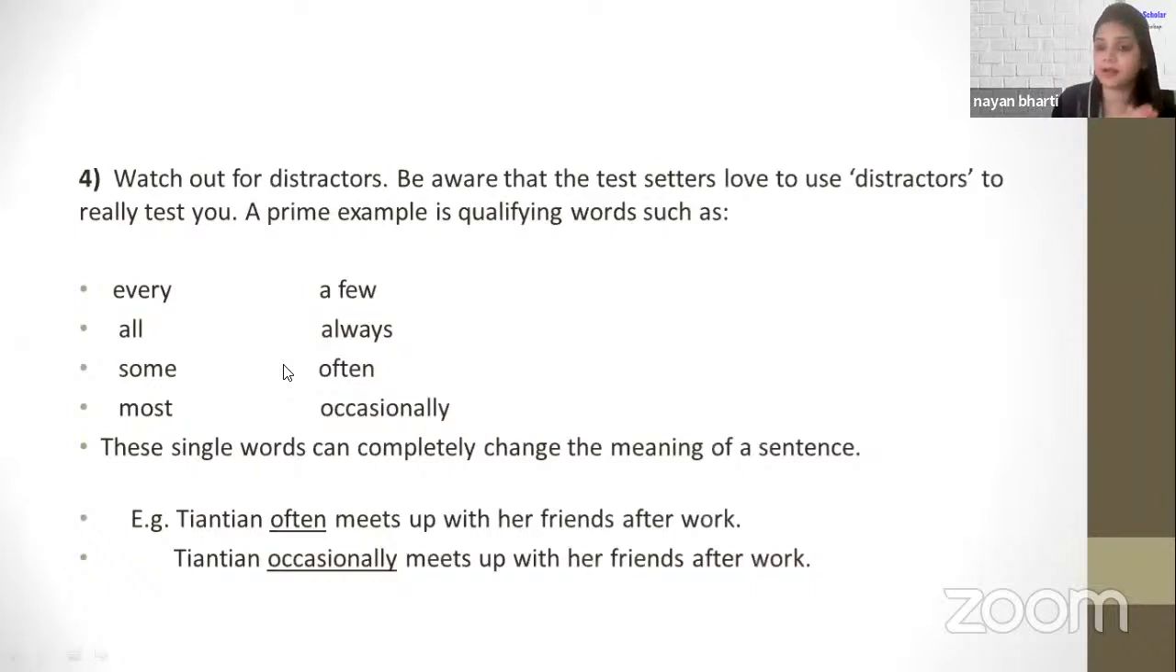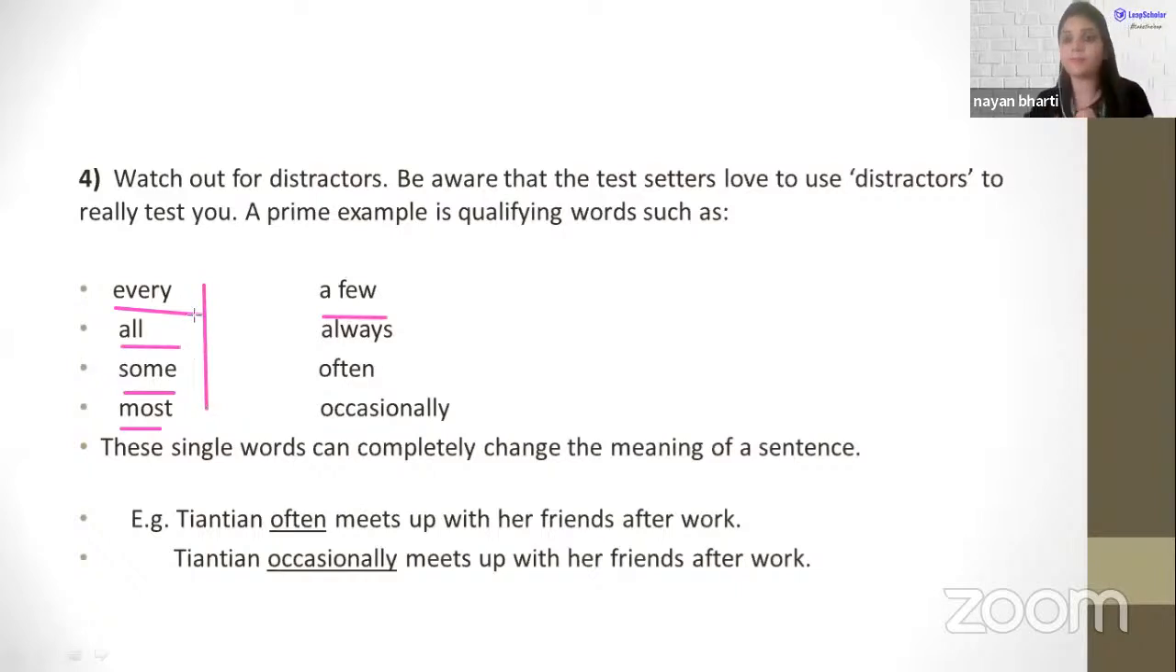Watch out for the distractors. Now, what are these distractors? These are words we often mistake as similar words. If I say every, if I say all, if I say some, if I say most, do you think all these mean the same? Is the meaning of each of them similar? Every, all, some, most, or are these different? What do you guys think? Quickly in the chat box. What do you think? Not at all the same, right?